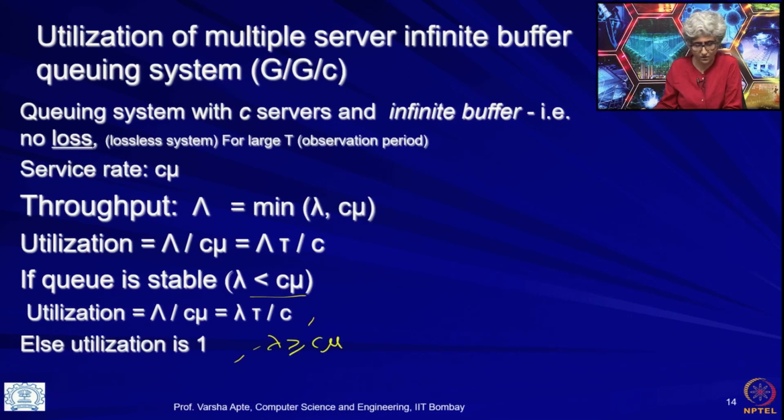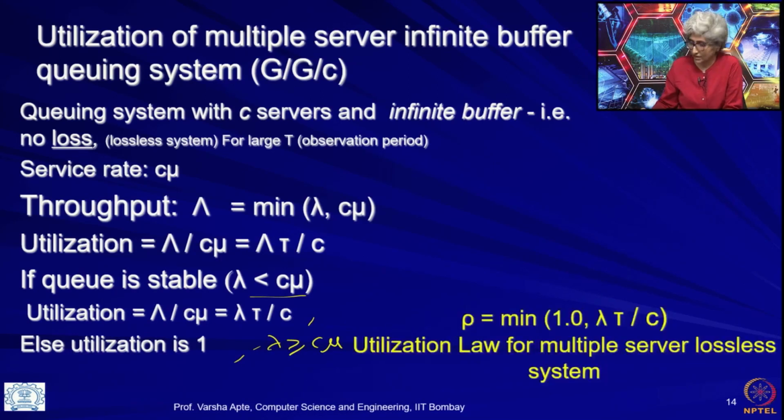We will continue this now. Next, this is just stating rho is equal to the minimum of 1 and lambda tau by C for a multiple server lossless system. We are still in the lossless system. Remember, we can use small lambda instead of throughput only when, for a stable system, you can assume that capital lambda is equal to small lambda when there is no loss. Otherwise, even for a stable system, if the buffer is finite, we cannot assume that whatever comes in goes out, because some requests can still get lost.